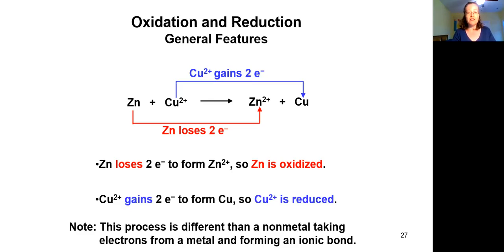This process is different, though, than a non-metal taking electrons from a metal and forming an ionic bond. This was a neutral metal atom giving its electrons to a charged metal ion. And these will be in separate forms. The copper 2+ will be part of an ionic compound. And the zinc will end up in an ionic compound on the right. They're not forming a bond together.